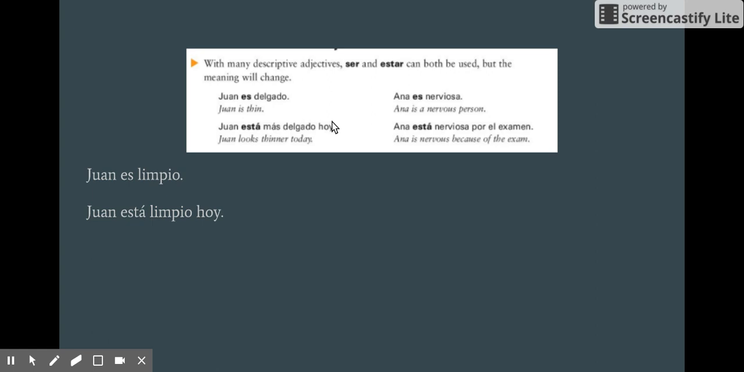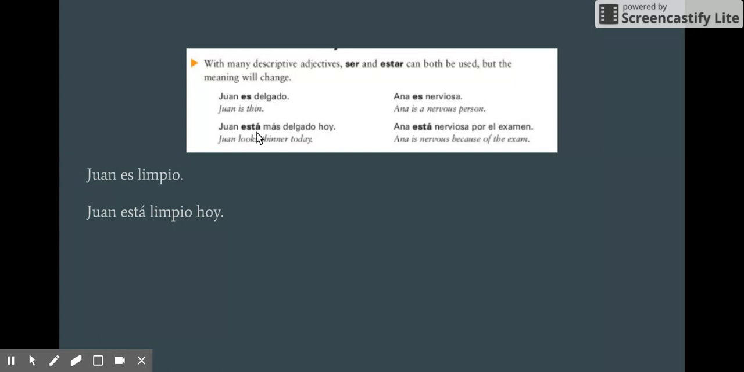Now, there are some adjectives that can be used with both ser and estar. When they are used, it can change its meaning. For example, here we have the sentence Juan es delgado and Juan está más delgado hoy. Now, even though both sentences use the adjective delgado, by using the verb ser or estar, it changes the meaning of the sentence. So in the first case, Juan es delgado, we know that ser is more of a permanent, long-term verb. So by saying Juan es delgado, it's implying that he's always thin. It's a characteristic of Juan.